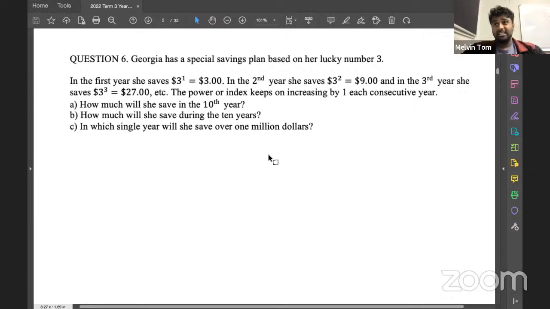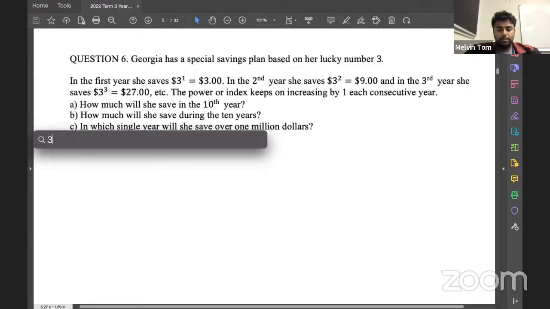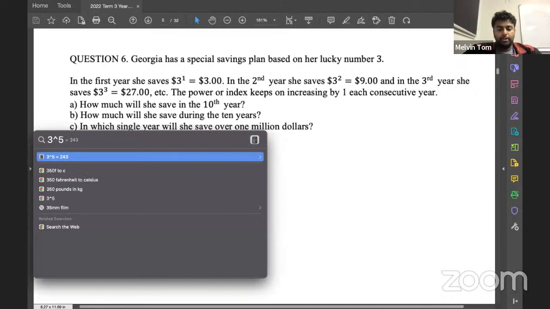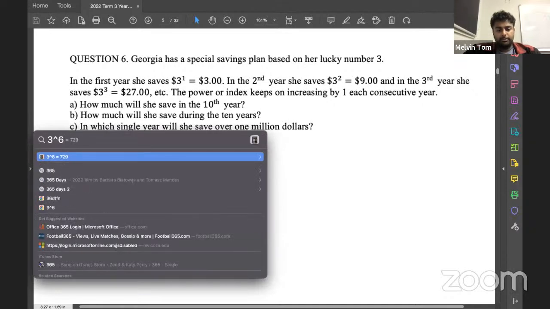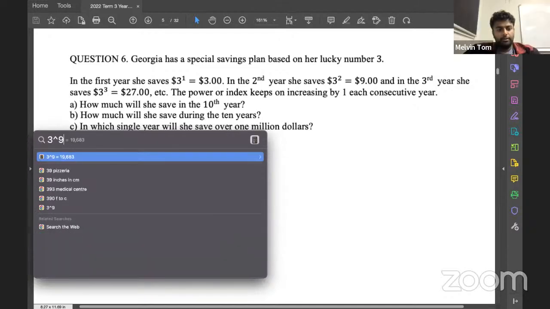I think the only way you can really do this, Vinuti, is just by trial and error. So you just do 3 to the power of 4. Is it over $1 million? No. 3 to the power of 5, 243. Nope. To the power of 6, 7. There's absolutely no other easier way, not that I know of.